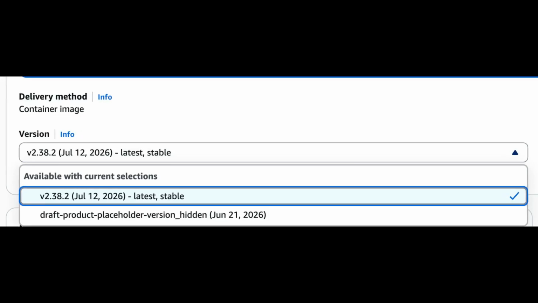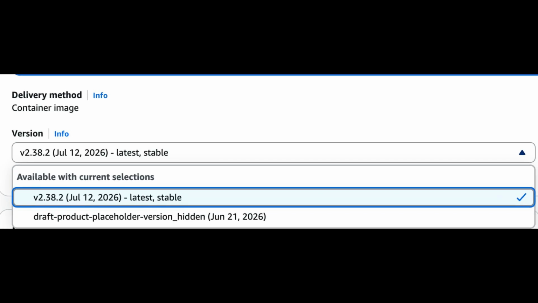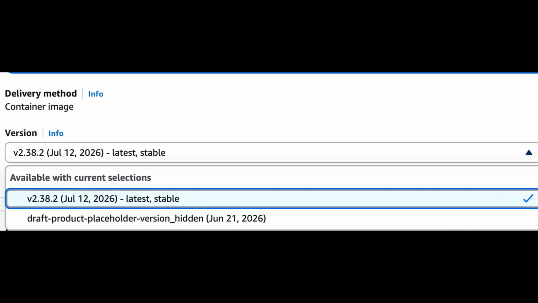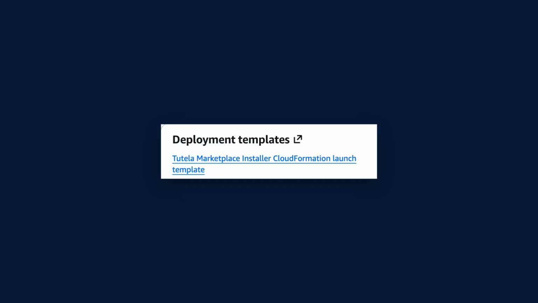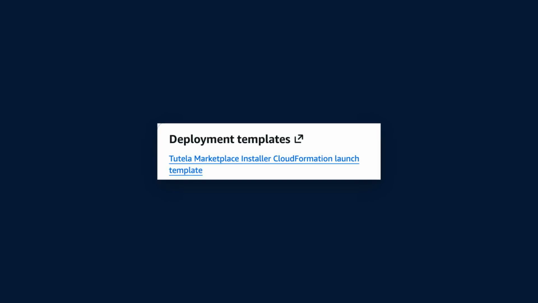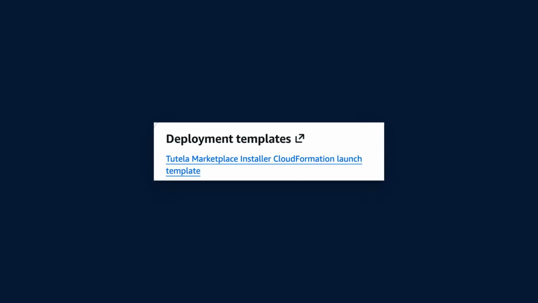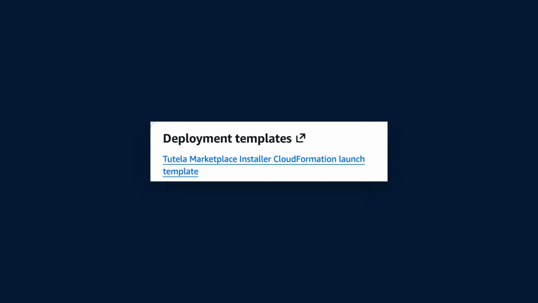Choose the most recent version. Here, that's the latest stable release, and download the CloudFormation launch template. This installer is release stamped, so the image tags and nested templates are locked to that version. You don't touch those, you just launch it.